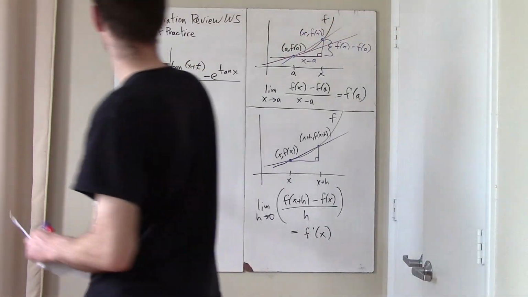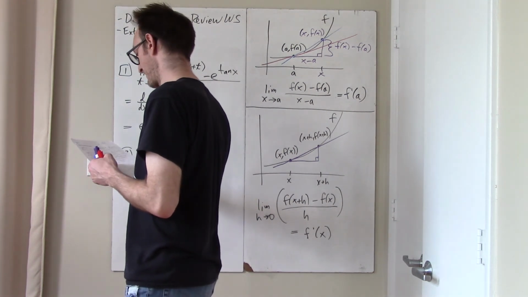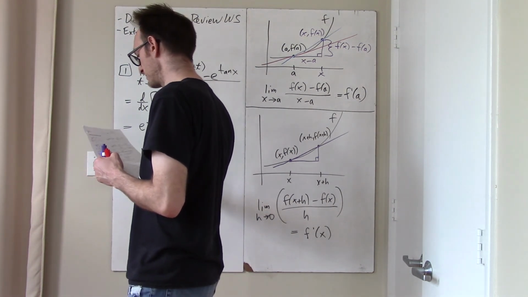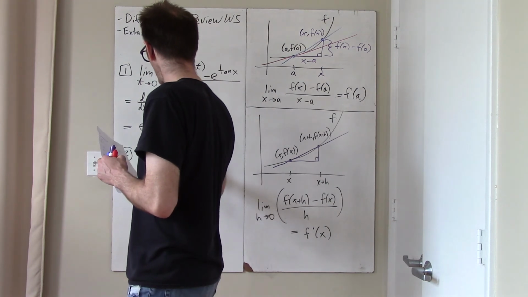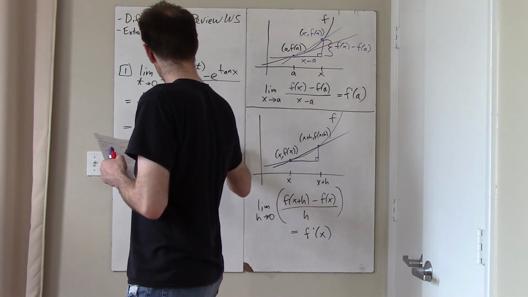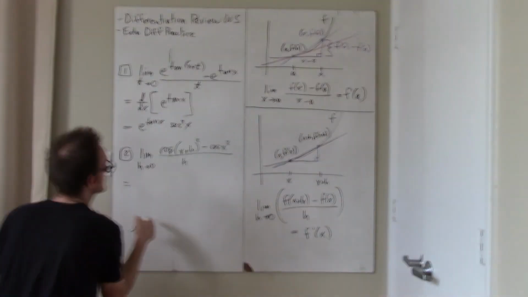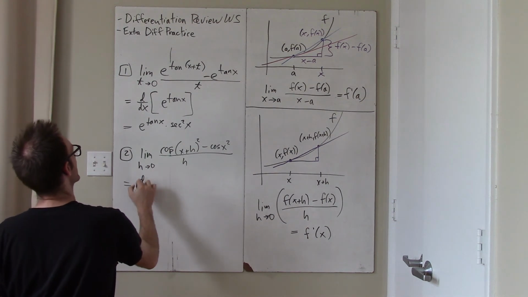Okay, and finally, number 2 is basically the same. This is the limit as h approaches 0 here. The variable is even reminding you of what's going on. Cosine of x plus h squared minus cosine of x squared all over h. So what is this? Of course, it's just the derivative of the cosine x squared function.